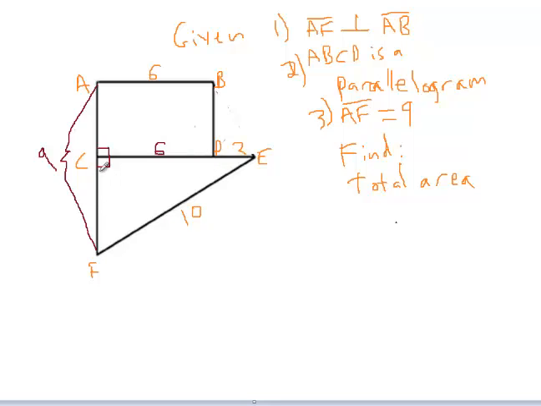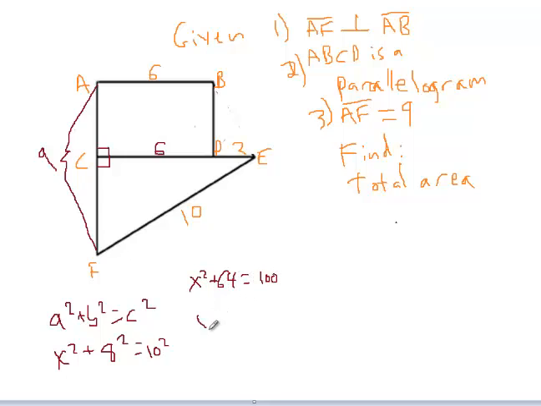So if we want to figure out CF, which will definitely help us, we need to use the Pythagorean theorem. And the Pythagorean theorem is a squared plus b squared equals c squared. In this case, let's call this side x because we don't know what it is. x squared plus b squared, this side is 6 plus 2 is 8, equals 10 squared. And this gives us x squared plus 64 equals 100. Subtract 64 from each side, and we have x squared equals 36.